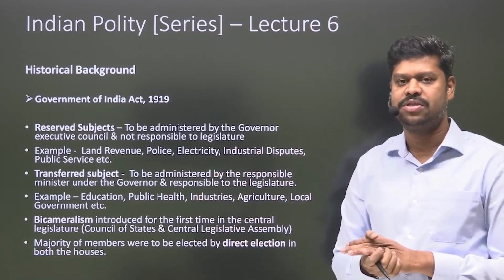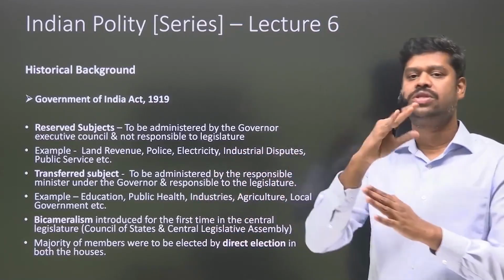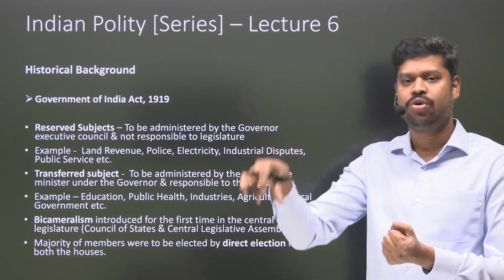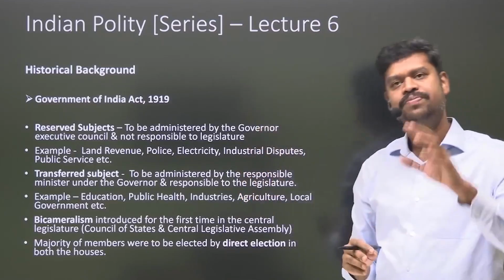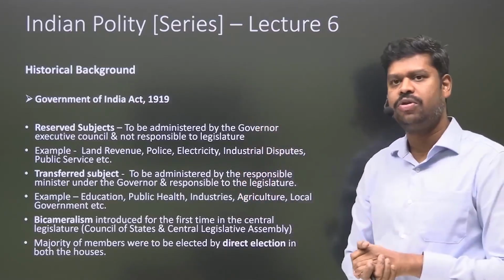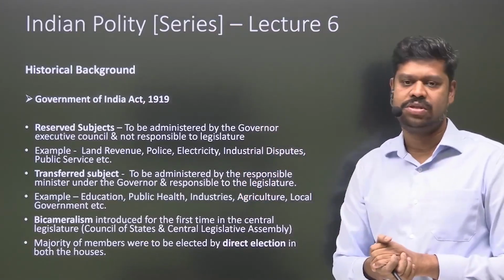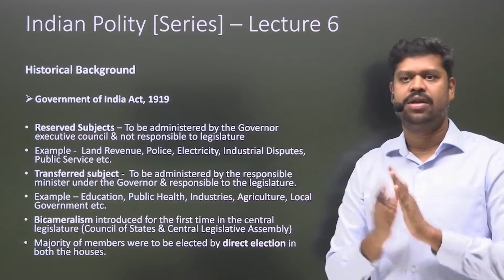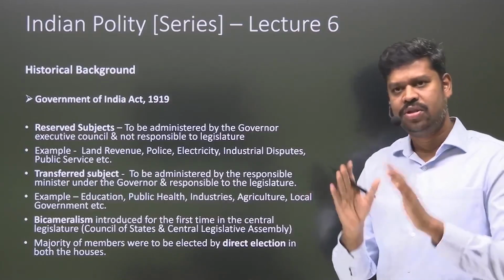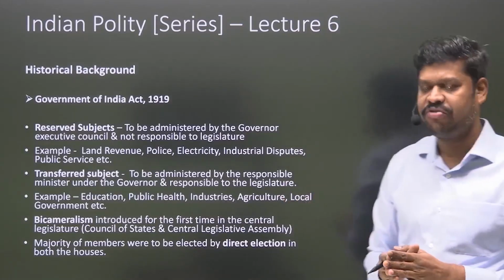So, those subjects which were really dealing with the welfare of the people were given in the hands of the responsible ministers. But those subjects which were important especially to control the people, to collect the revenue, were kept in the control of the governor himself. And he exercised the power through his council and not the elected ministers. So, this is basically what is called a system of diarchy.